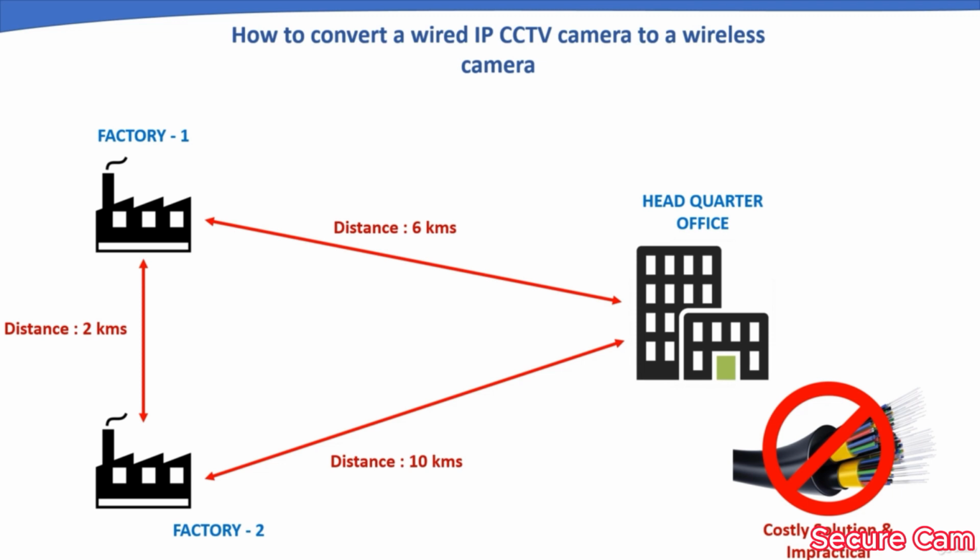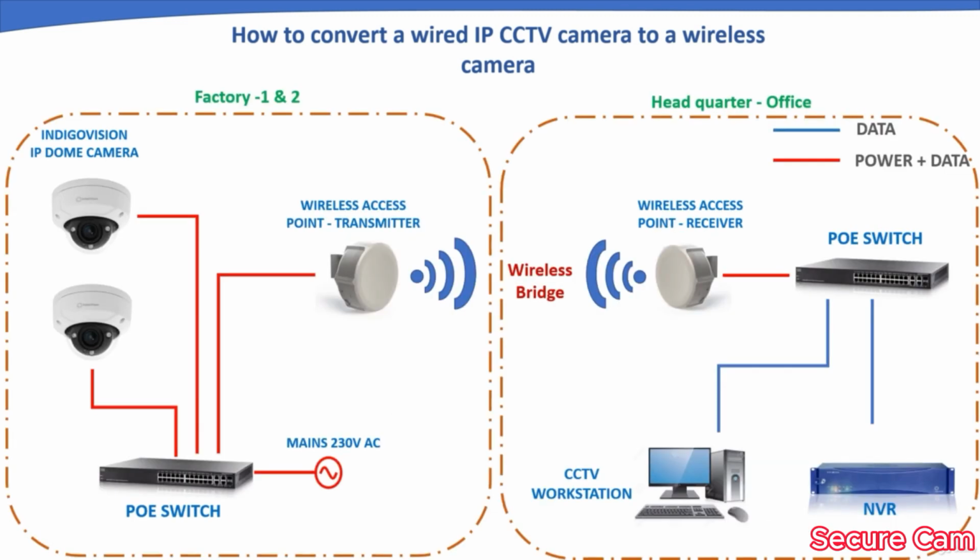This issue can be solved by using wireless access points at all locations so that the CCTV data can be transferred from these factories to the headquarter office. But before using the wireless solution, we must ensure that there is a clear line of sight between these locations and there should be no interference to the wireless signal.